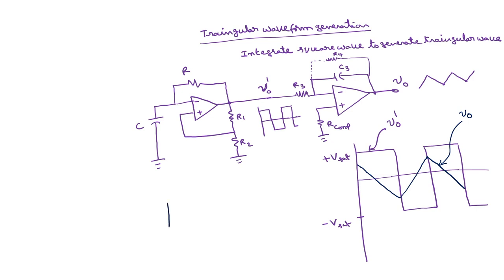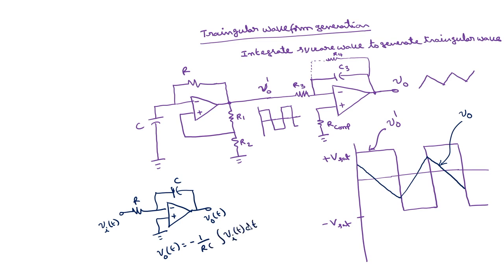So we know that for a simple integrator, which we have discussed in the earlier lectures, without compensation and without the shunting resistor, if I take a simple integrator, you have derived the expression for V0 of t as minus 1 by RC integral of Vi of t dt. So here in this region, the input is plus V sat. Because of this minus sign, you will get a negative going ramp. And during this portion, negative V sat is there, so the output of this integrator will be a positive going ramp. So this is how we can generate the triangular wave at the output of the integrator.